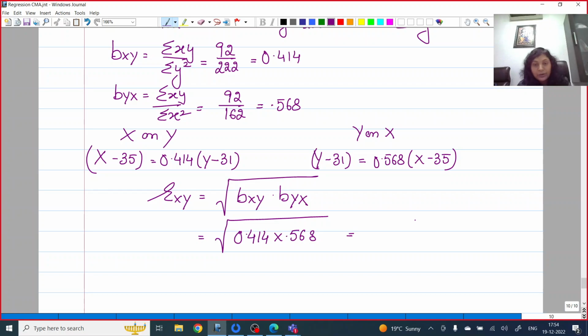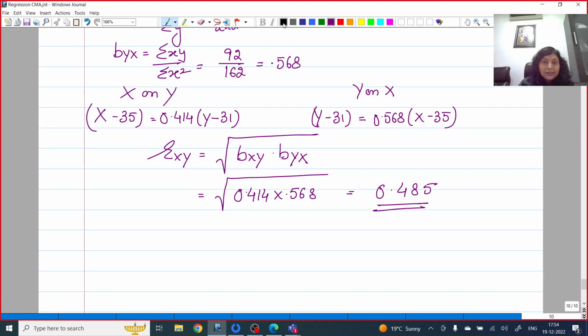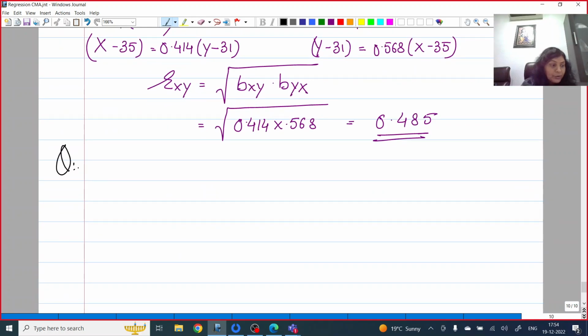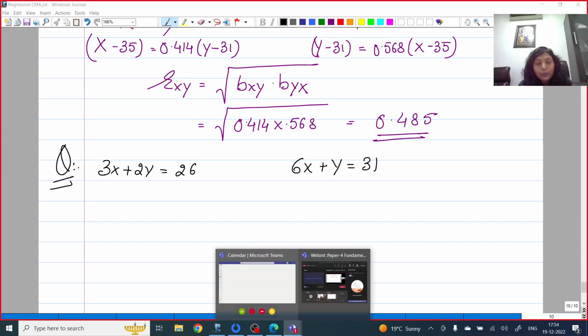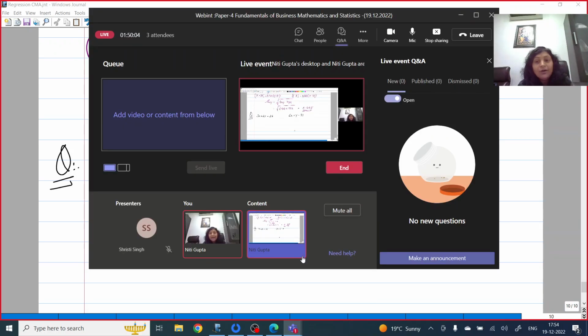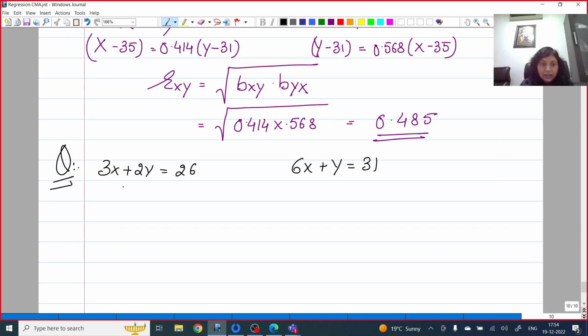So your correlation is 0.485. So this is correlation. The next concept: we have been given two equations, 3x plus 2y equals 26 and 6x plus y equals 31. I don't know which equation is x on y and which one is y on x. In that case, we have to make assumptions. Suppose this one is x on y and this one is y on x.